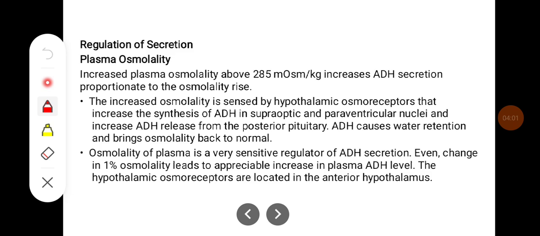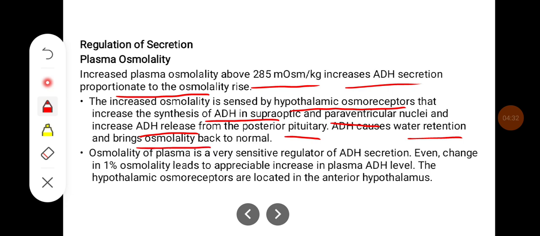Regulation of secretion. So it all depends on plasma osmolality. Increased plasma osmolality above about 285 milliosmol per kg increases the ADH secretion proportionate to the osmolality rise. The increased osmolality is sensed by hypothalamic osmoreceptors that increase the synthesis of ADH in supraoptic and paraventricular nuclei and increase ADH release from posterior pituitary. The ADH causes water retention and brings osmolality back to normal.